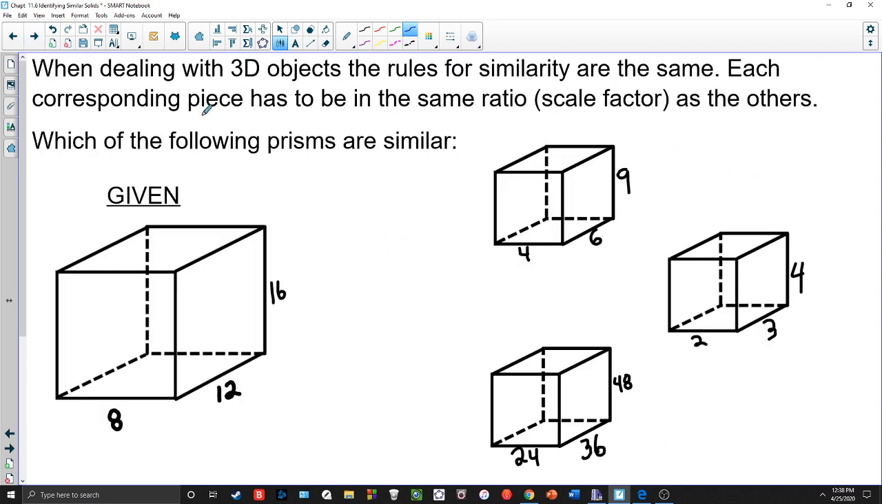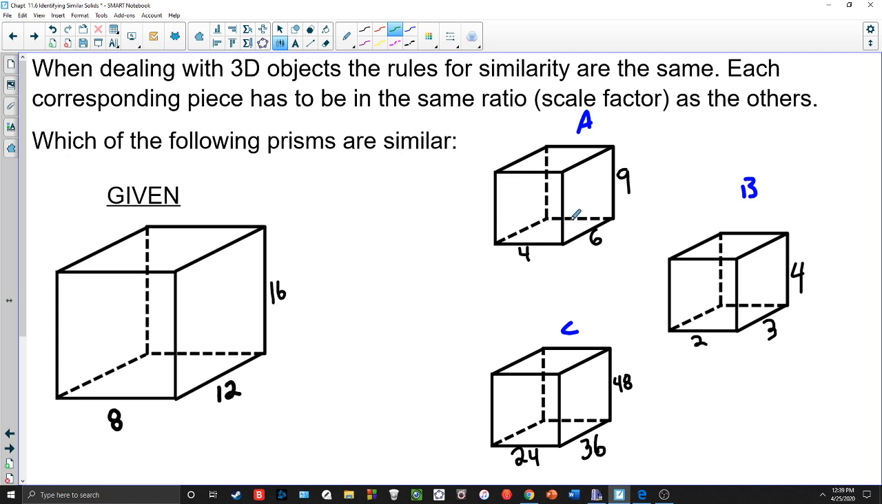Now, for a 3D shape, it's simply the same idea, you just have more numbers to deal with. That's it. So if I call this shape A, shape B, and shape C, I want to know of these shapes which are similar, which are congruent, and which are neither. And if they are similar, what's the scale factor? So let's start with shape A here.